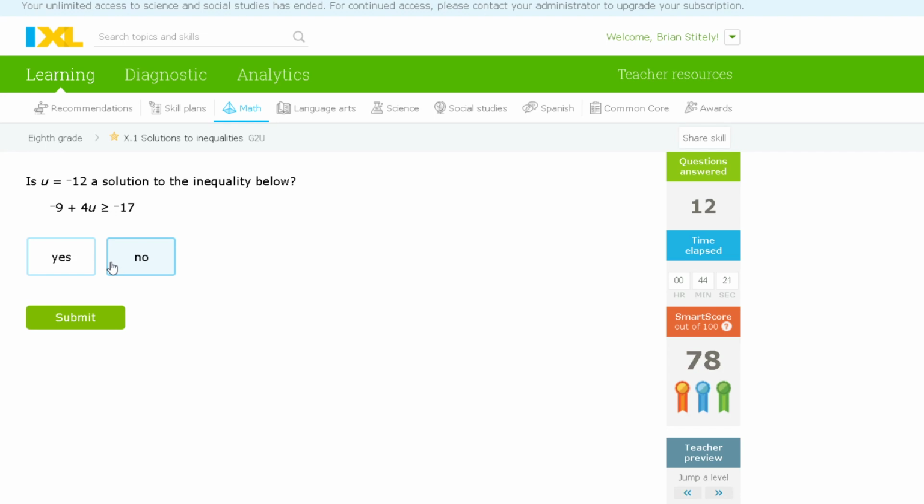And remember, with inequalities, you're going to have infinite solutions for most of these type of questions at least. There's not just one answer, there's a ton of answers. And we're testing out one of them in these cases.